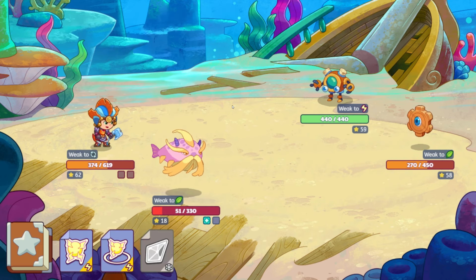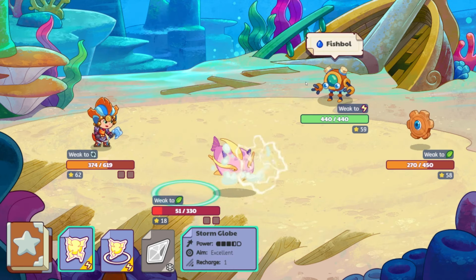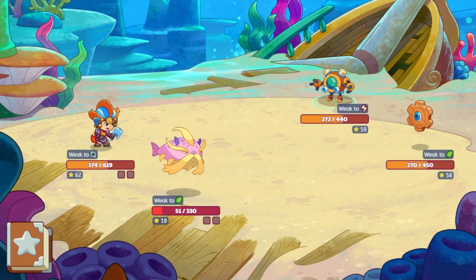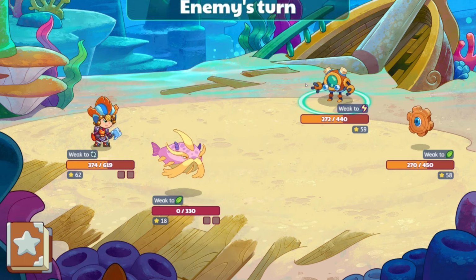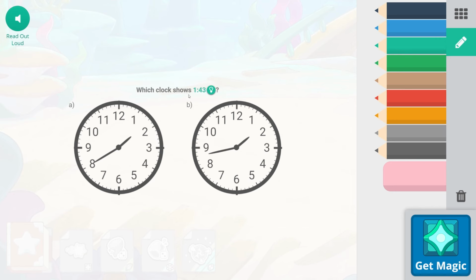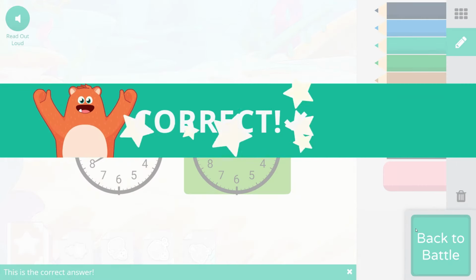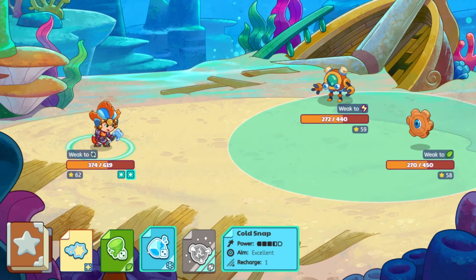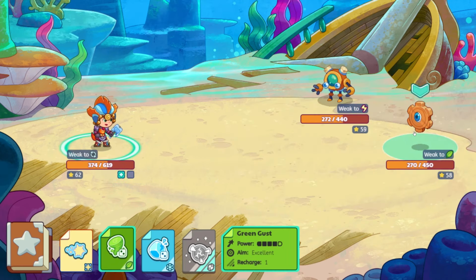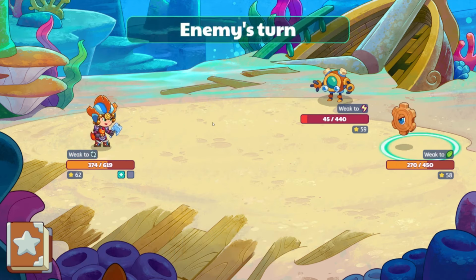Okay. So now we are going for you. Fishbowl. Miss, miss, miss. Oh no. Okay. Now this Green Gust has to hit Cogmite for us to do this. Witch Clock shows 143. This is 140, so you have to go up 1, 2, 3 for it to be 143. That is 143 right there. All right, so please hit Cogmite. It doesn't.